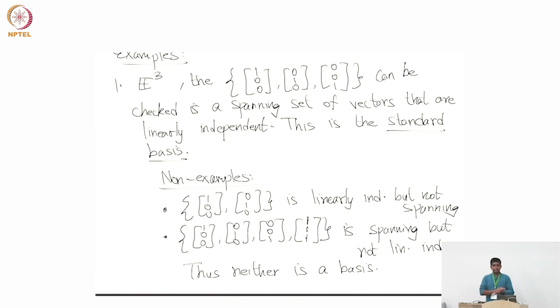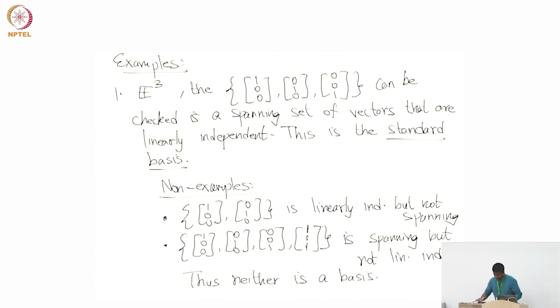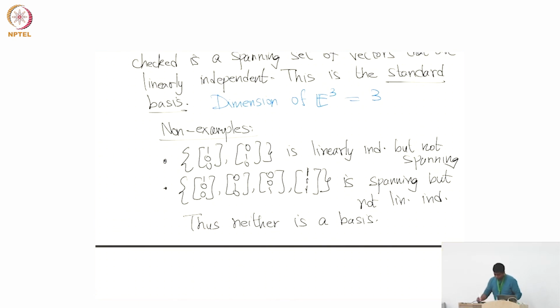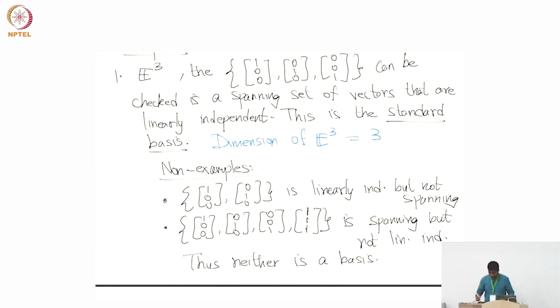Okay, and as a result, the dimension of E3 is 3. It's a 3-dimensional space. And the same thing could have been done by replacing this with En and writing down n standard basis vectors, and I would have gotten the dimension of En is n. So I can totally extend this argument to En as well.